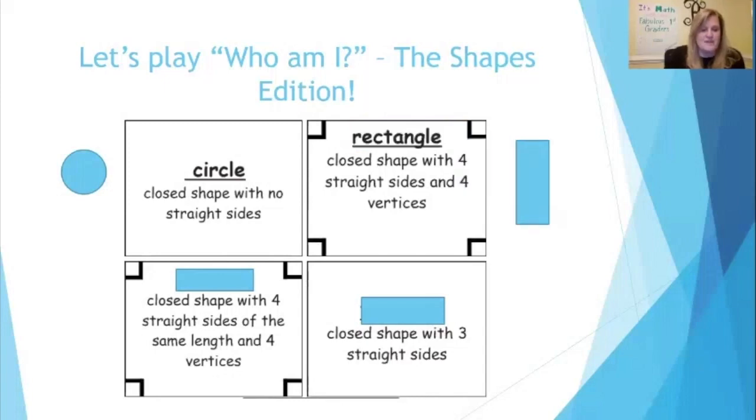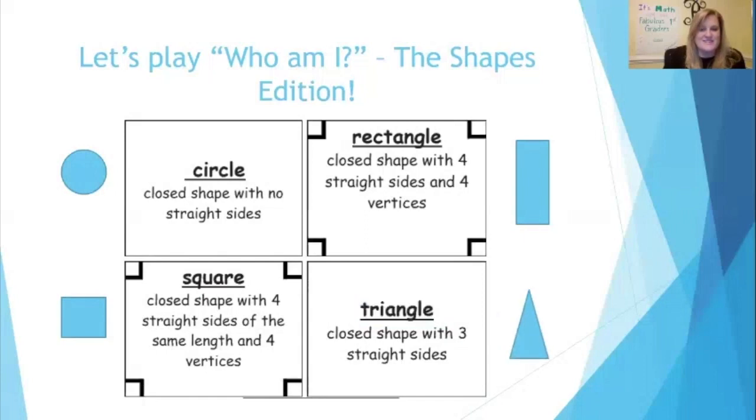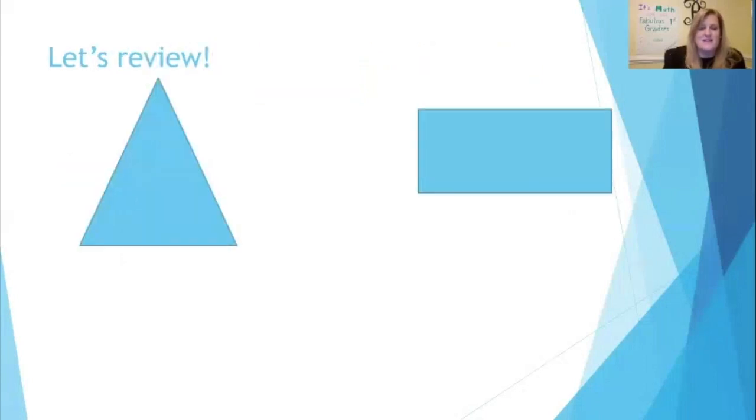Great job. The third clue says a closed shape with 4 straight sides of the same length and 4 vertices. And it also has 4 right angles. Did you say a square? Great job. The last clue, a closed shape with 3 straight sides. What do you think it is? A triangle. Great guessing. Let's review.